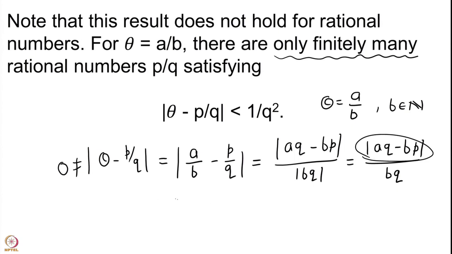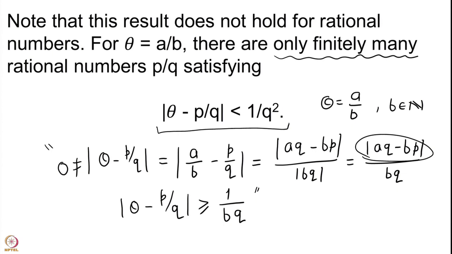So, therefore, we get that this quantity mod of theta minus p by q is bigger than or equal to 1 upon bq. So, in any case, whenever you have theta minus p by q, for theta any rational number, this inequality is always true, provided that a by b is not equal to p by q. Once you take any rational distinct from theta, then mod theta minus p by q is always going to be bigger than or equal to 1 upon bq.